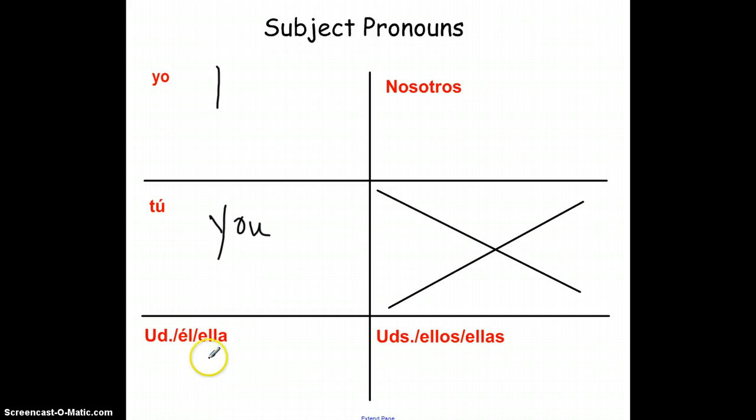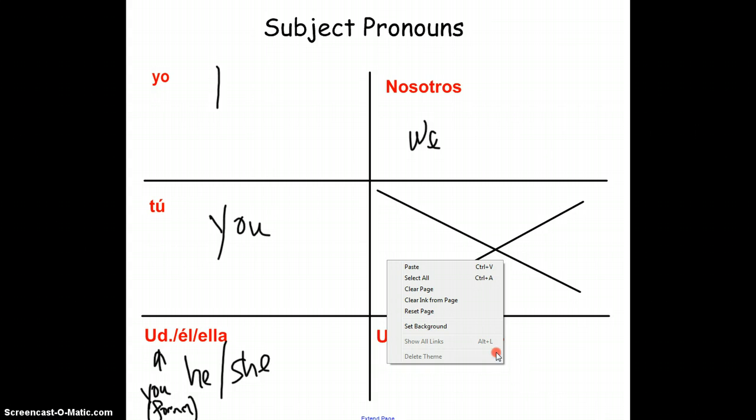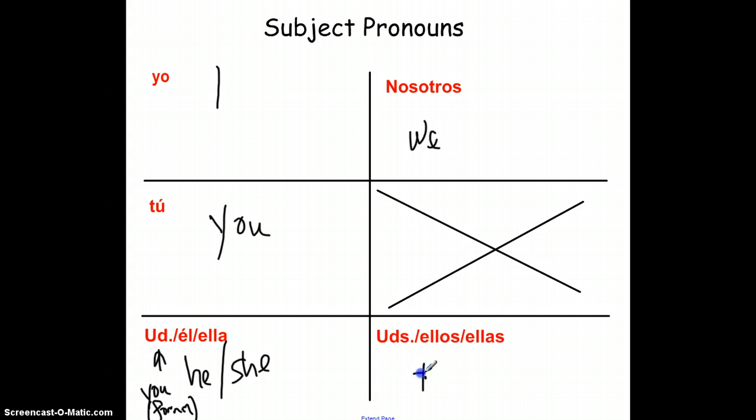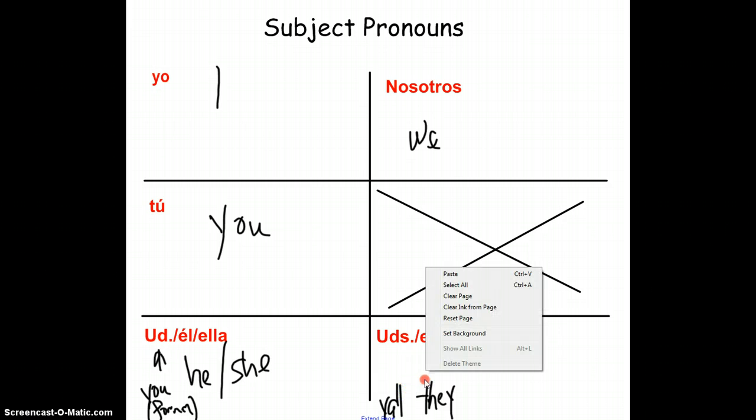Usted, él, and ella are all the third person. Él, of course, meaning he. Ella meaning she. And usted is a strange little guy, meaning you, but it's formal, if you don't remember that one. So like you, sir, you, ma'am, which doesn't really exist in English, you formal. Nosotros over here means we, the long word that means we. And then ustedes, ellos, and ellas is called third person plural, and we know it as words like they. Ustedes meaning you plural, or y'all. I call it y'all.